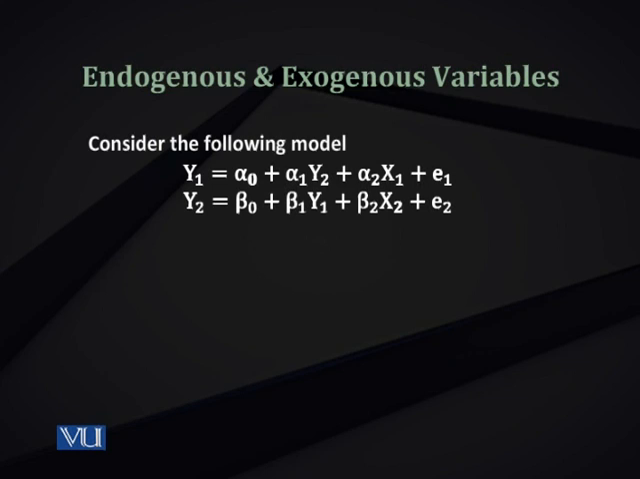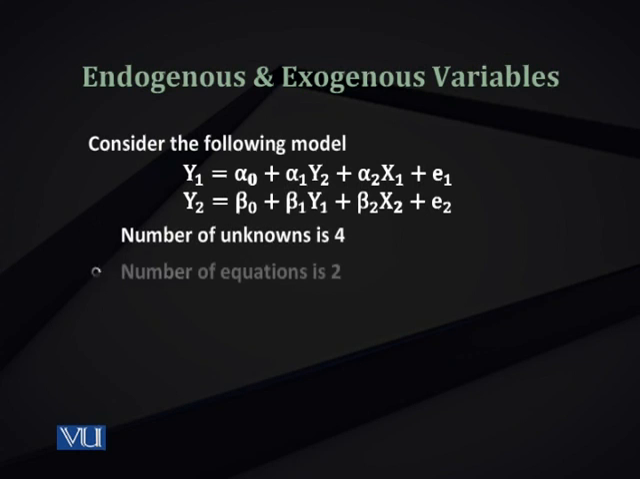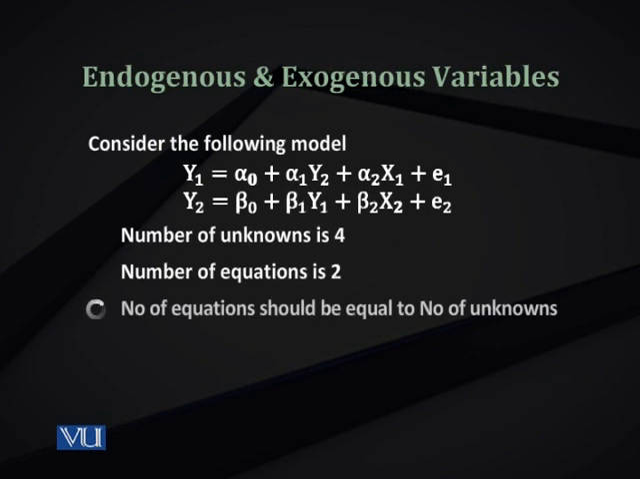So see that we have 4 variables, Y1, Y2, X1 and X2. But we have 2 equations. The number of unknowns is 4 and the number of equations is 2. As you know, the number of equations should be equal to the number of unknowns. This is not the case here. So what should we do?